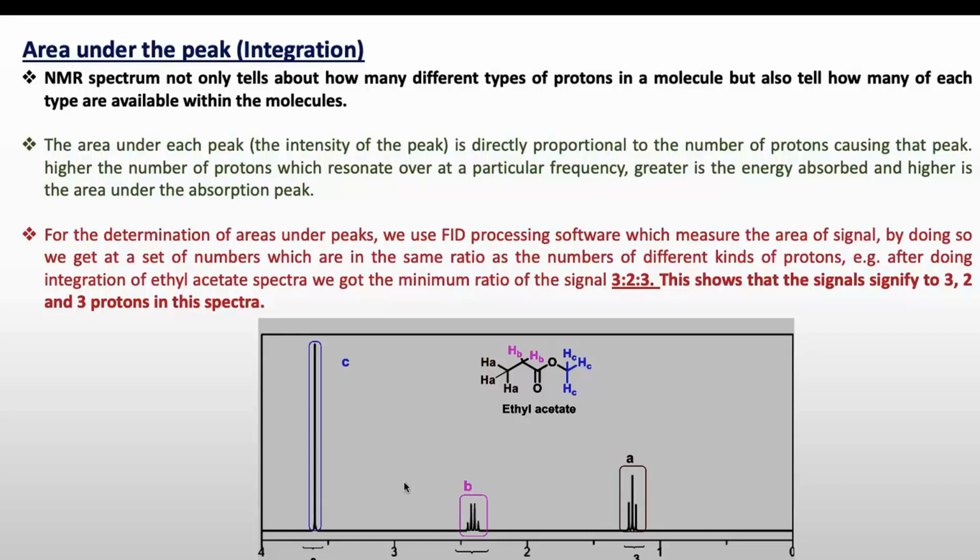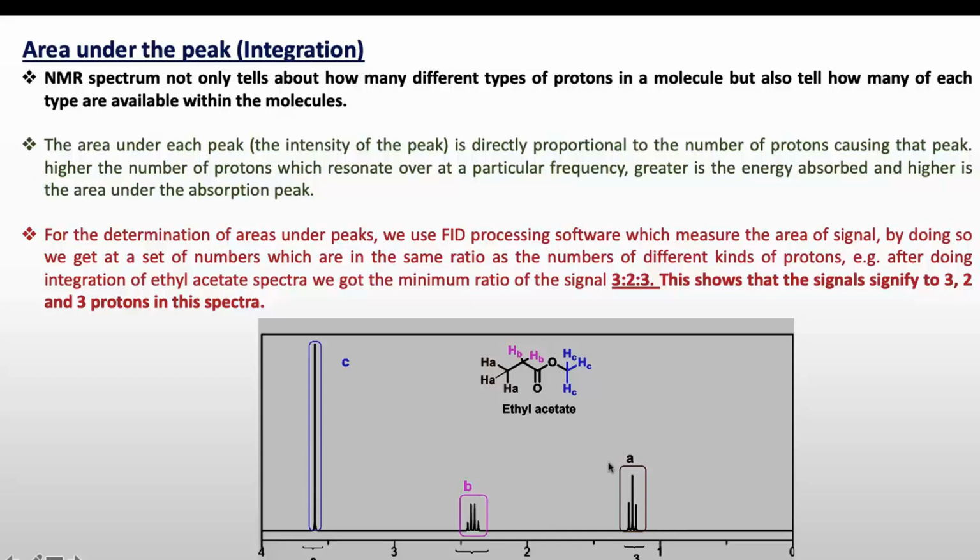Now we will see what information we can get from the area under the peak. The NMR spectrum not only tells how many different types of protons are in a molecule, but also how many of each type are available within the molecule. The area under each peak is directly proportional to the number of protons causing that peak. So the higher the number of protons which resonate at a particular frequency, the greater the energy absorbed and the higher the area under the absorption peak.